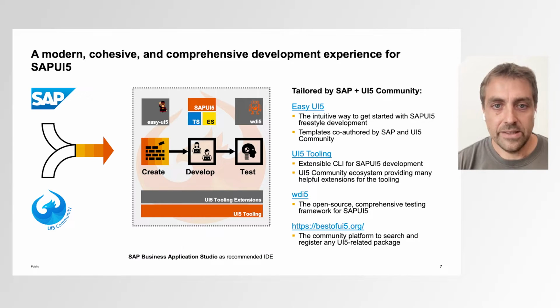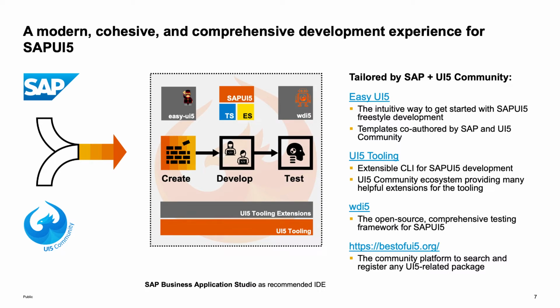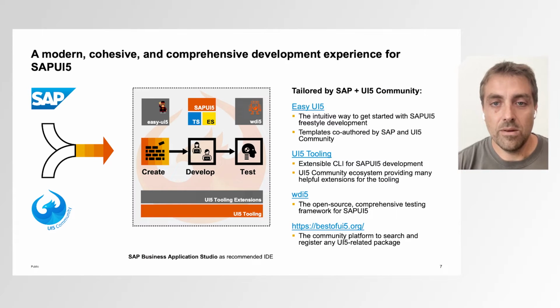In the testing phase, we have WDI5 as the open source end-to-end testing framework, also started and developed and contributed by the UI5 community. As this field is quite big, there has also been a project started, bestofui5.org, as the community platform where you can look up all these extensions, templates, and so on, and also register your own extensions to look them up quickly.